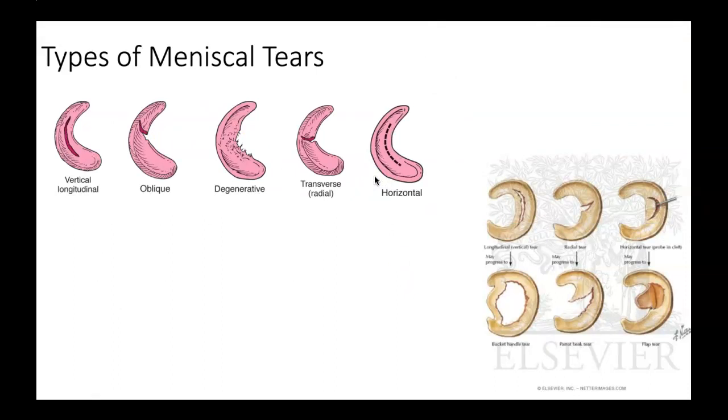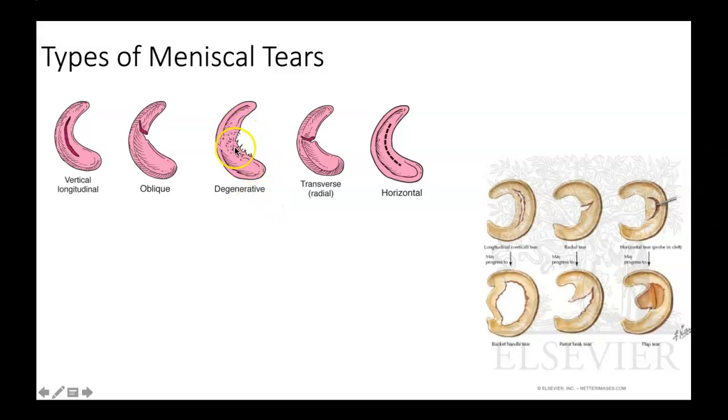So there are different types of tears that can occur in the meniscus. I kind of want to just show you what they are and just say you're probably going to see a tear outside of these. There certainly are more. But these are the most common meniscal tears that you'll see. You can have the vertical longitudinal tear, an oblique tear.